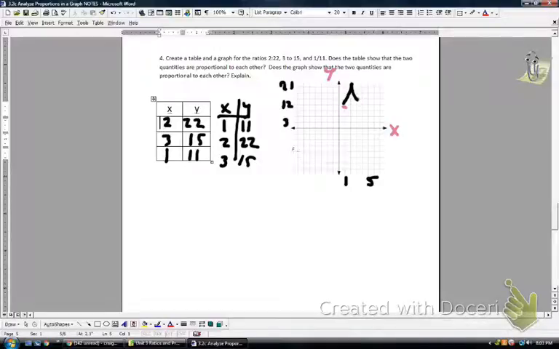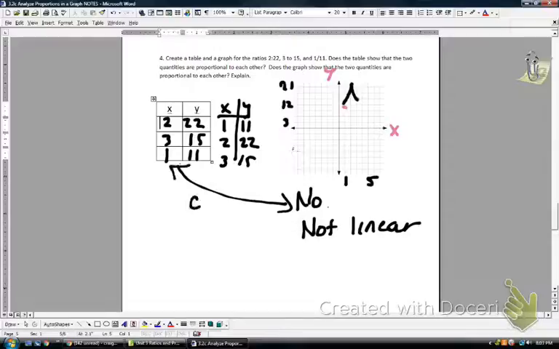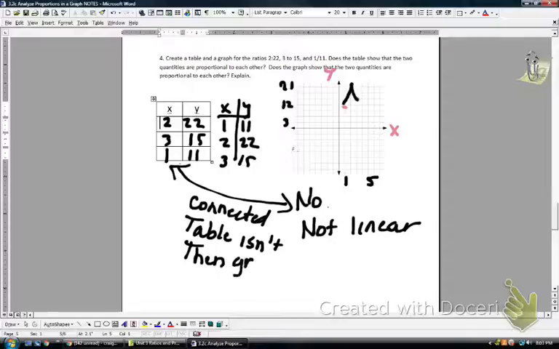So my graph is not proportional, and my table is not proportional, and my graph is not proportional because it's not linear. Which I already knew because my table was not proportional. So these two things are connected. If the table is not proportional, then the graph is not going to be proportional. So that's important. You can't have one of them proportional and one of them not because they're related. So if you can kind of start getting that straight in your mind, that will help you.